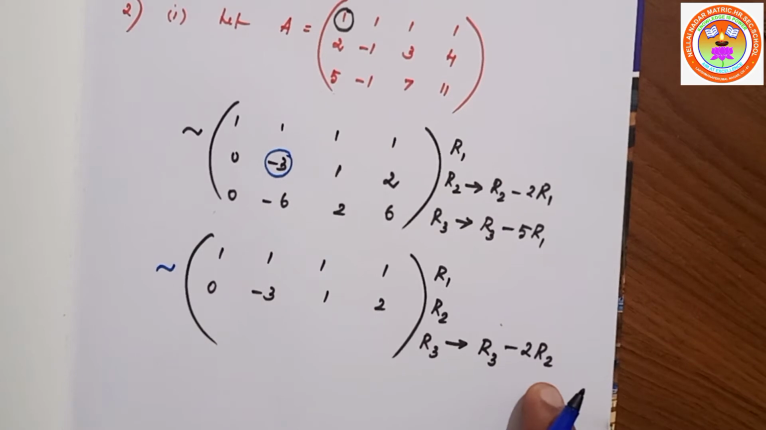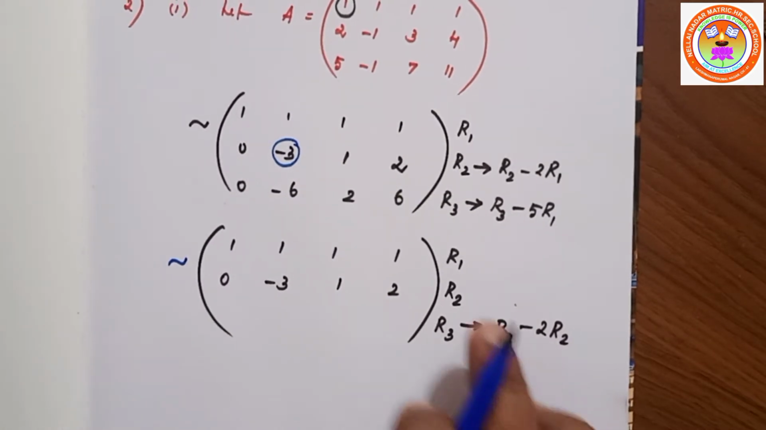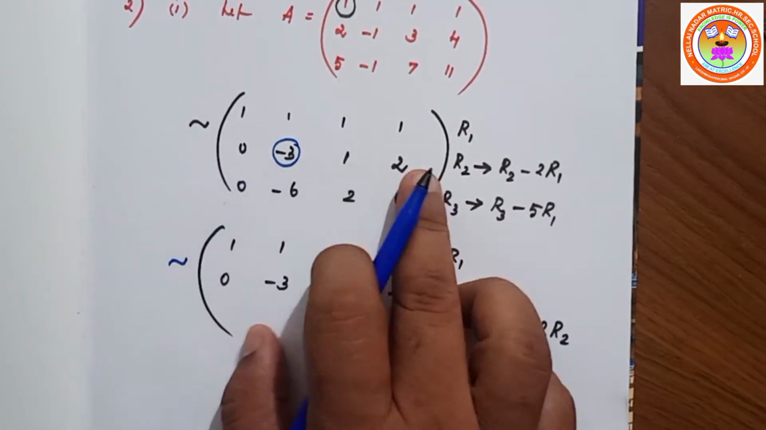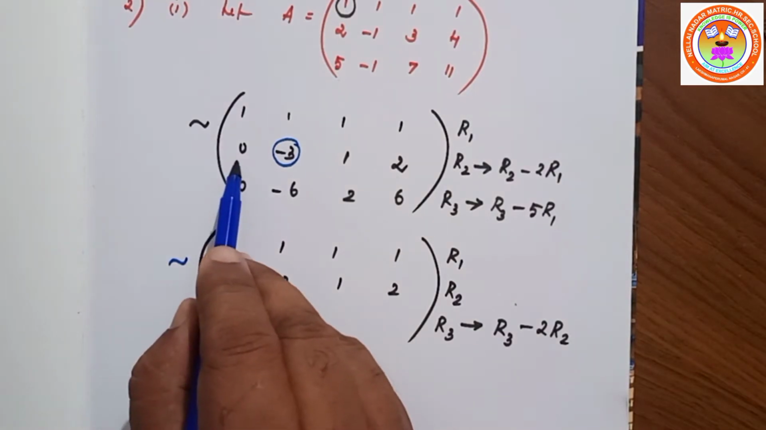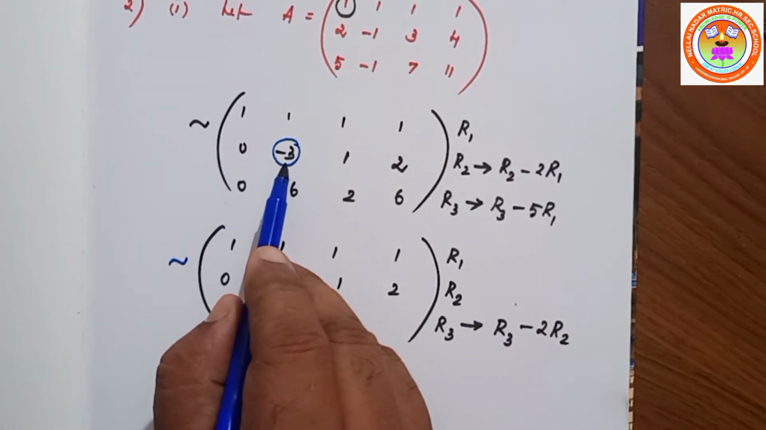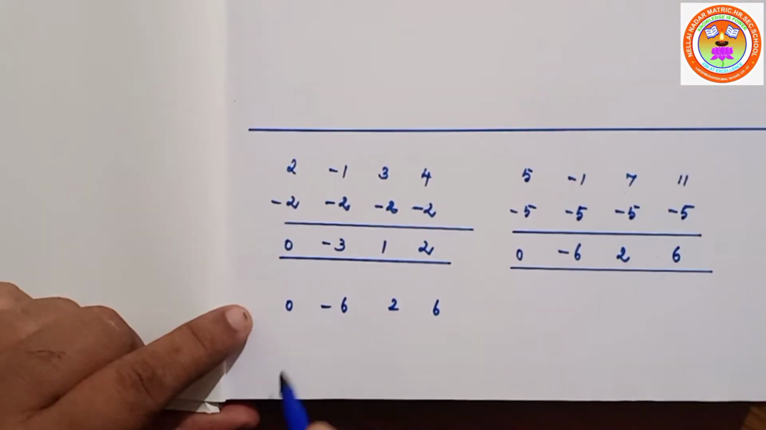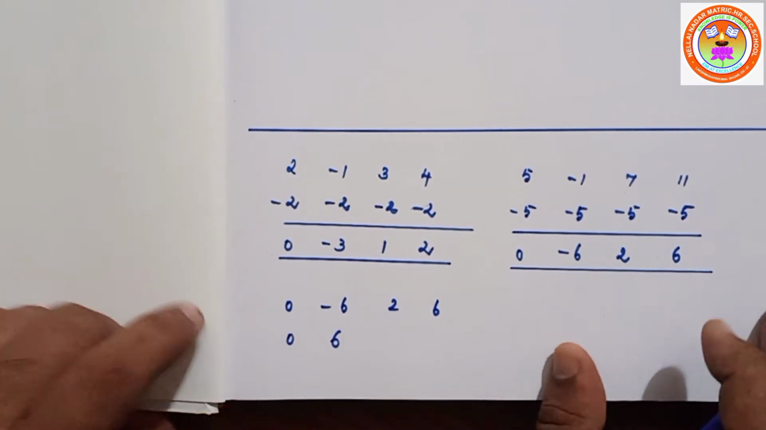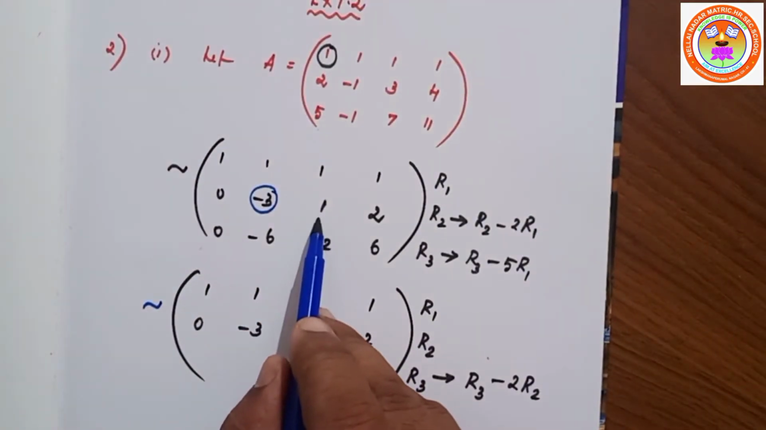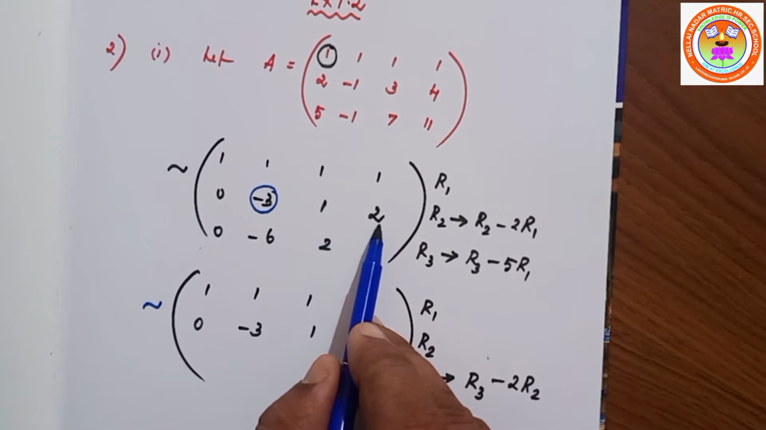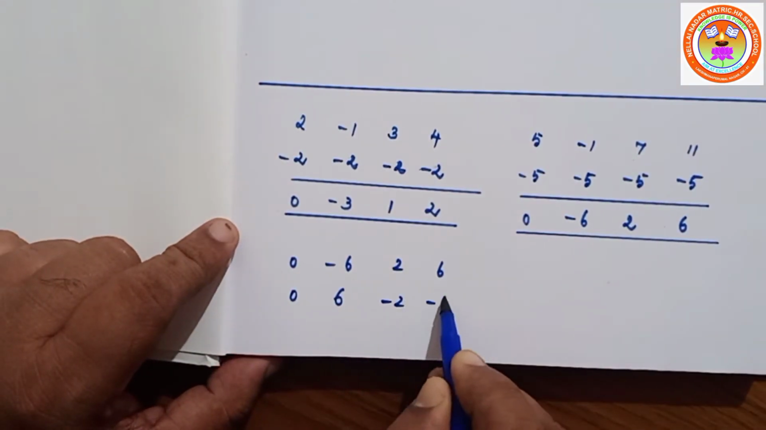Now I'm multiplying R2 by minus 2. Here R2 multiplied by minus 2. 0 into minus 2, 0. Minus 3 into minus 2, plus 6. 0 plus 6. If you multiply by minus 2, 1 into minus 2, minus 2. 2 into minus 2, minus 4. So minus 2, minus 4.